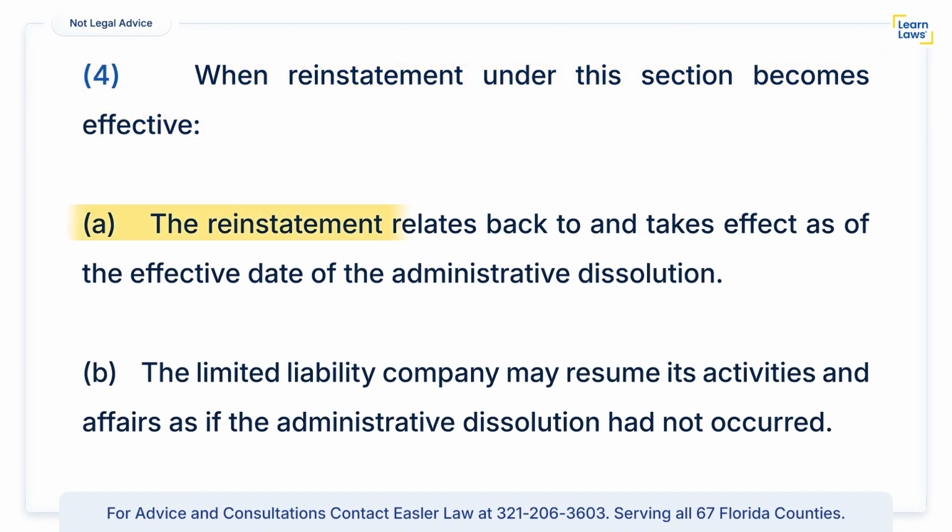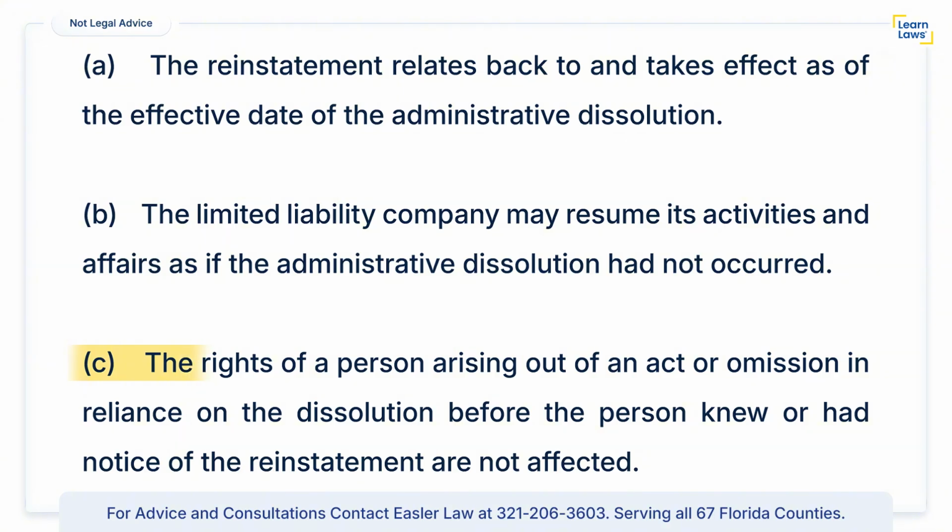The reinstatement relates back to and takes effect as of the effective date of the administrative dissolution. B. The limited liability company may resume its activities and affairs as if the administrative dissolution had not occurred. C. The rights of a person arising out of an act or omission in reliance on the dissolution before the person knew or had notice of the reinstatement are not affected.